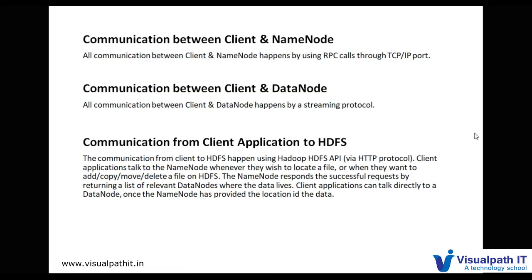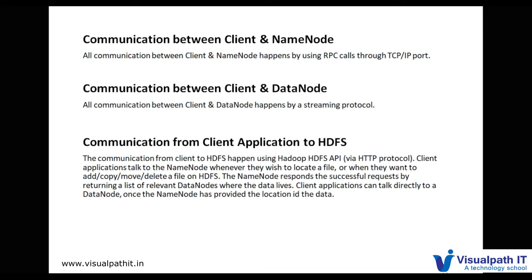So communication between client and name node: all communication between client and name node happens by using RPC calls through TCP/IP port. Communication between client and data node: all communication between client and data node happens by streaming protocol. And also the other one, communication from client application to HDFS. The communication from the client to HDFS happens using Hadoop HDFS API. It is a REST protocol using HTTP protocols.